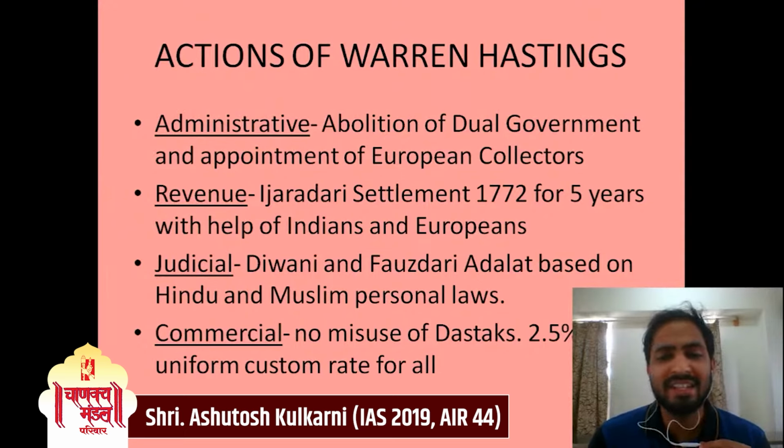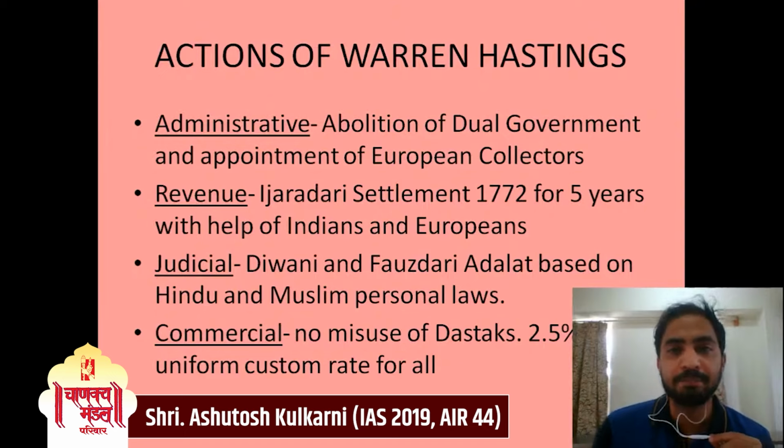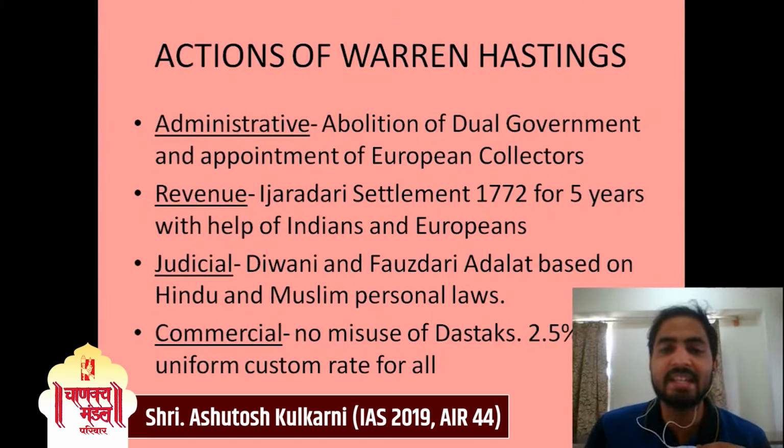Now, the revenue systems that he brought. I told you till 1772, it was absolute random way of collecting revenue. There was no fixed revenue. The British came, they pressurized the people to give them revenues, bribes, any extra payment, everything. There was nothing fixed. So Warren Hastings on his side tried to set up a new system of revenue collection. It is called the Izaradari settlement. Now, Izaradari settlement is not new. Izaradari settlement existed even in Mughal times. What is Izaradari settlement? It is called revenue farming.